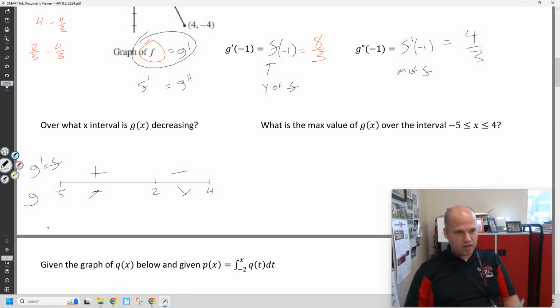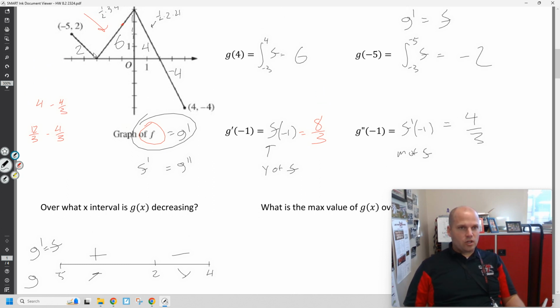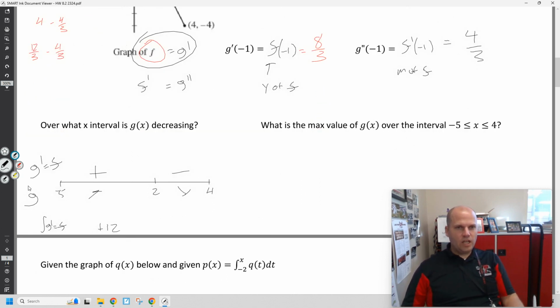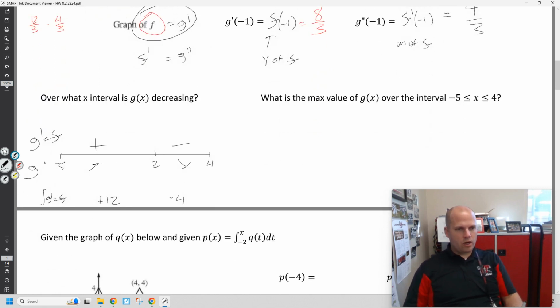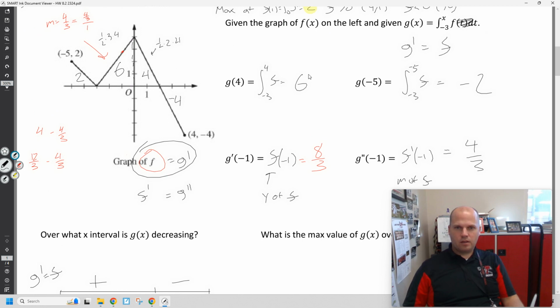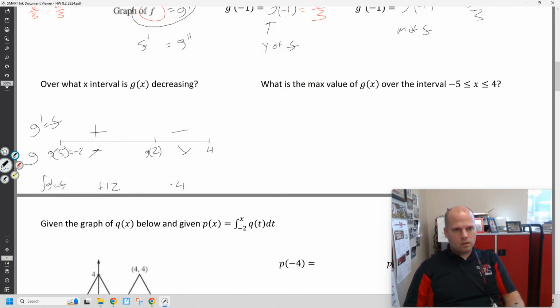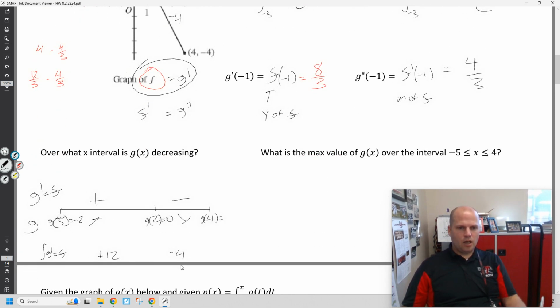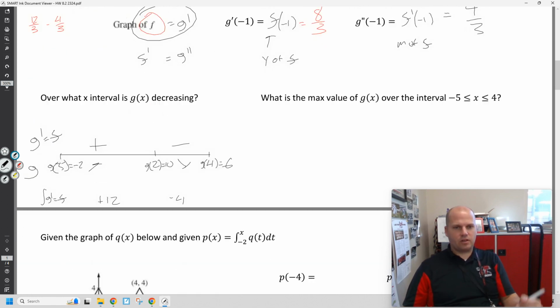You can look at the areas under G prime, which is the areas under F, to realize you are increasing a total of 12, and then you're decreasing a total of 4. You already know what g of negative 5 is. You found it. It was negative 2. G of 2, let's just make sure from negative 3 to 2 is 10. Does that make sense? Negative 2 plus 12 is 10. Good. And then g of 4 is 10 minus 4. We already found it. It's kind of confirmed here. That's 6. Everything fits.